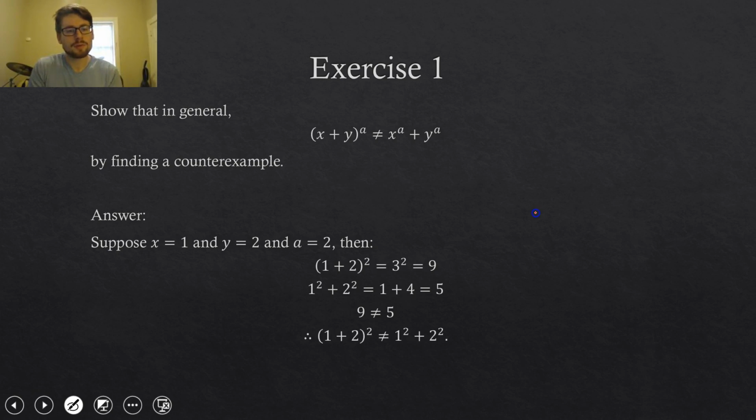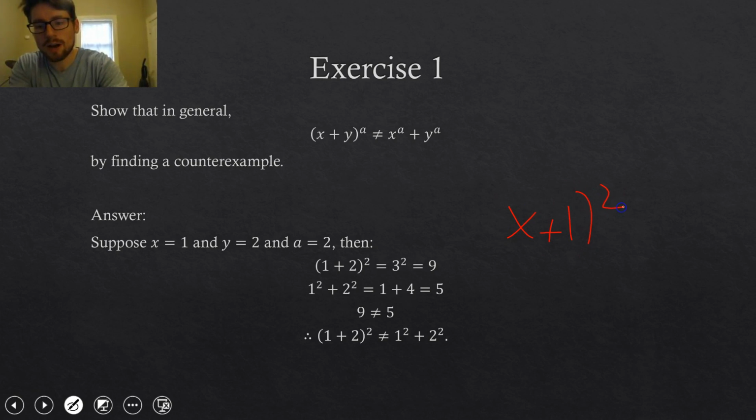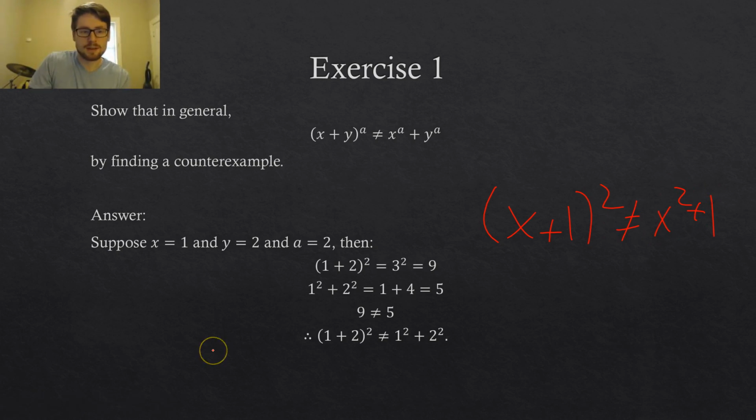And this should drive home the fact that you can't bring that exponent down into the sum, right? If you have x plus 1, x plus 1 squared, that's not equal to x squared plus 1. Okay? You can't do that in general.